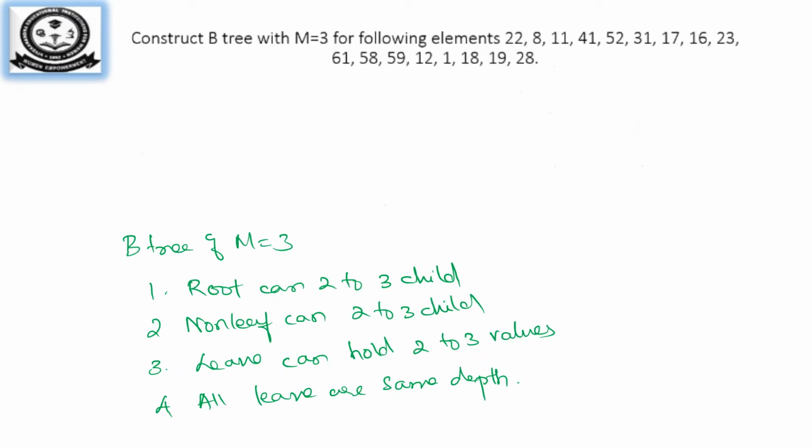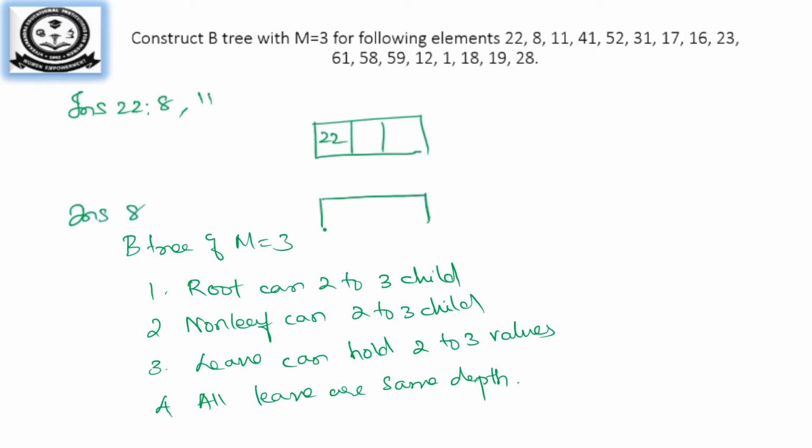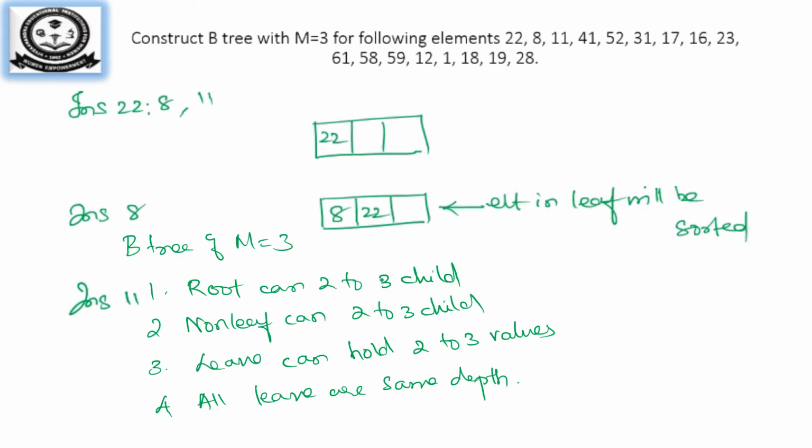We will do it one by one. So let us insert 22. I am going to perform insert 22, 8 and 11. First, when 22 is inserted, a leaf node can have 3 nodes, so I will have 22. Next, for insert 8, it is going to have 8 and 22. You can see here the elements in a leaf node will be in sorted manner, so keep that in mind, it is always in sorted manner. When I insert 11, it will become 8, 22 and 11.